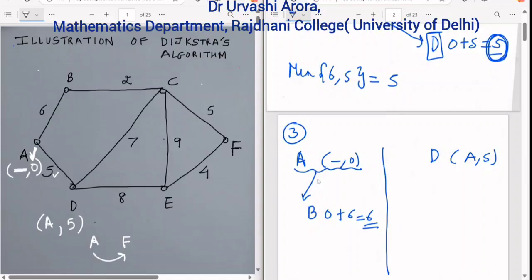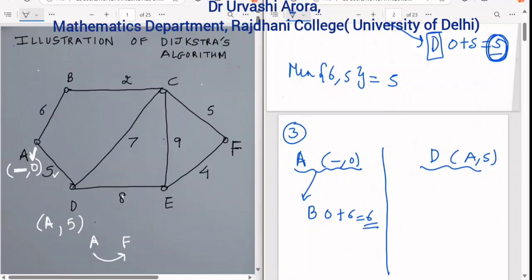Now again, for the labeled vertex D, we find out all the neighboring vertices of D which have not received a label. That is, we find out all the adjacent unlabeled vertices of D. Now one neighbor of D is A. We can see that D and A are adjacent because there is a common edge between D and A, but A has already received a label.